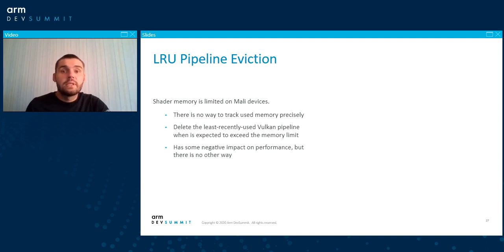If we predict that the limit would be exceeded, we delete the least recently used Vulkan pipeline. This solution obviously helps us. There were no more crashes related to this driver limitation. But it requires the creation and destruction of Vulkan pipelines during gameplay, and therefore has a negative impact on performance. Without this fix, it is unfortunately impossible to use a huge variety of shaders on some Mali devices.